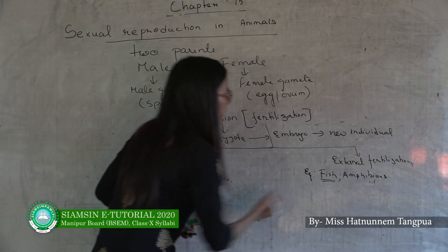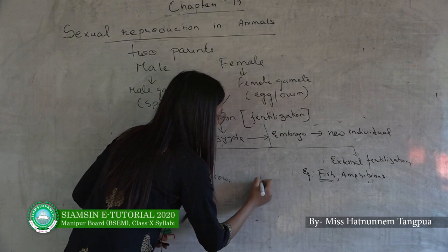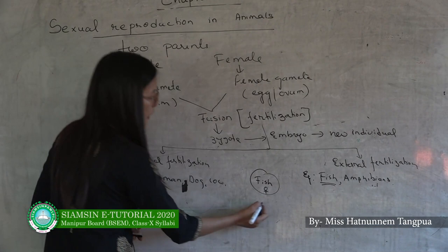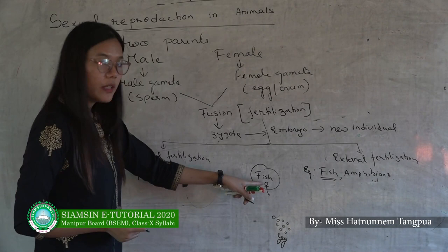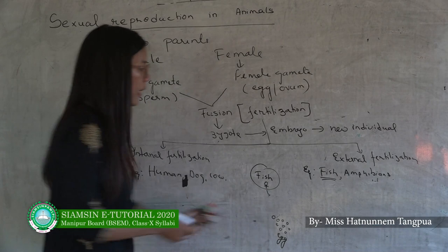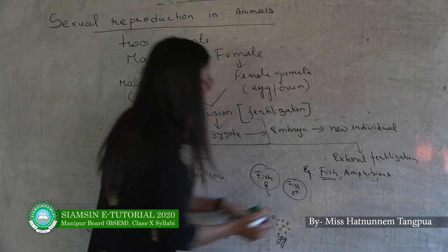Let's say this is a fish, a female fish. The fish will release the egg, the ovum, into the water. After the female fish releases the egg outside the body into the water, the male fish comes and releases male gametes, sperm, onto the eggs.